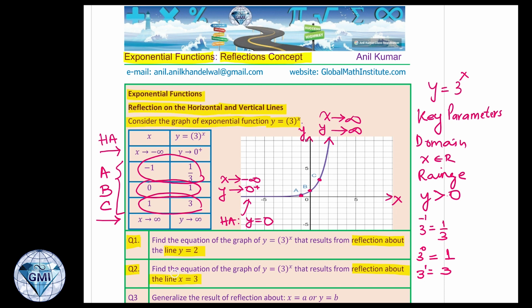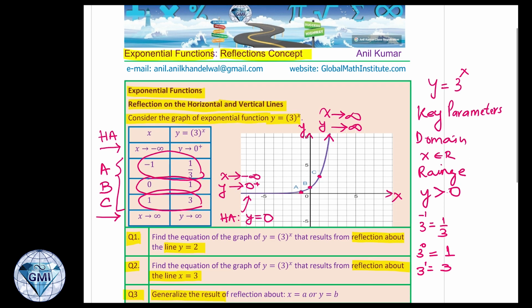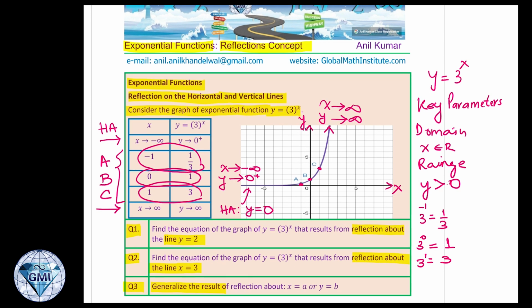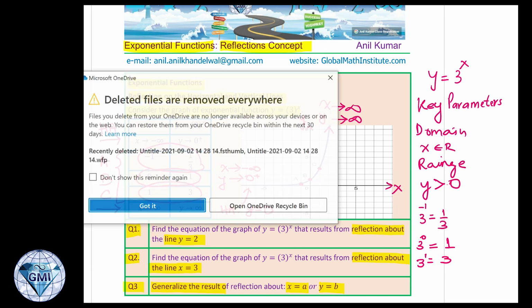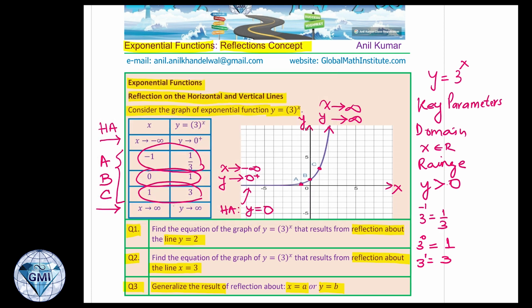Okay. Once we understand reflection about horizontal and vertical lines, this is for a particular value, we could generalize the result. And related to that, we have question number 3 here, which says, generalize the result of reflection about x equals a or y equals b. Perfect. So now let us see how do we sketch this graph and how do we find the equation of.